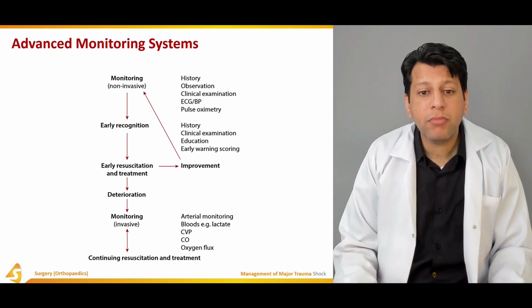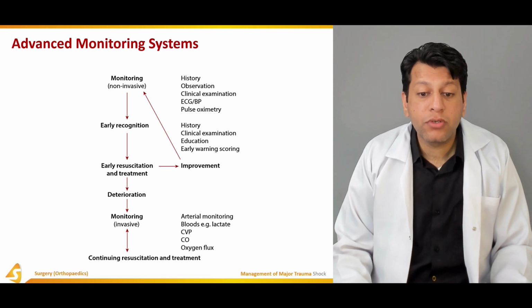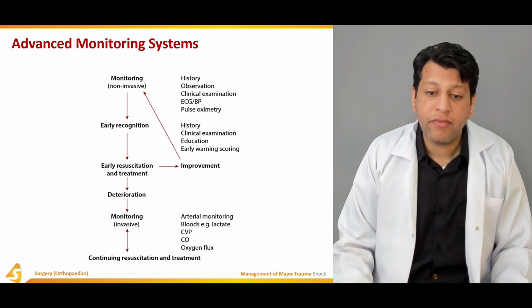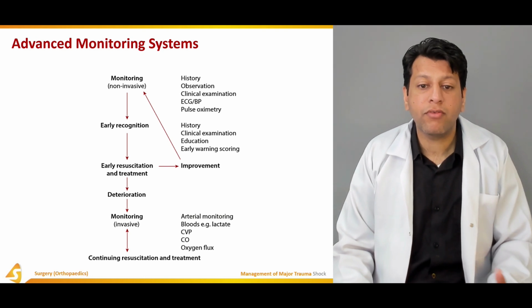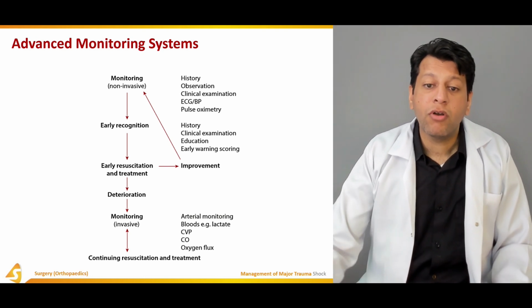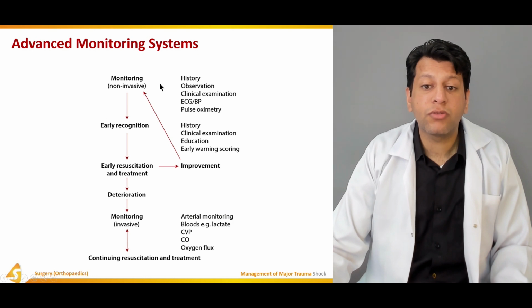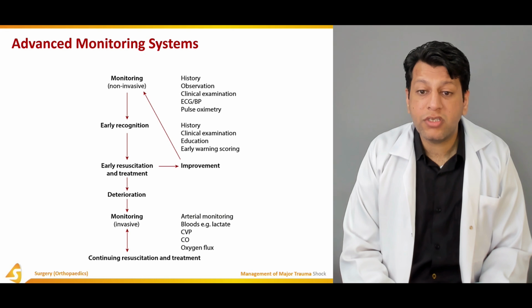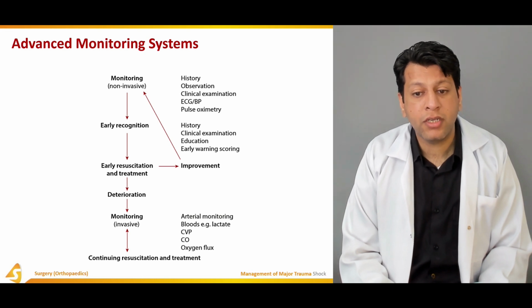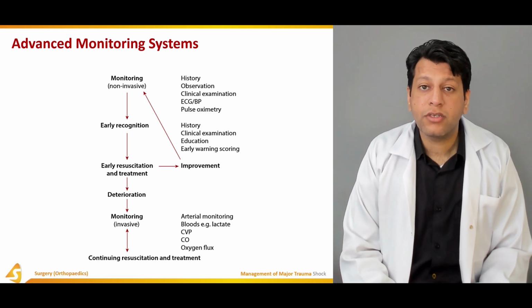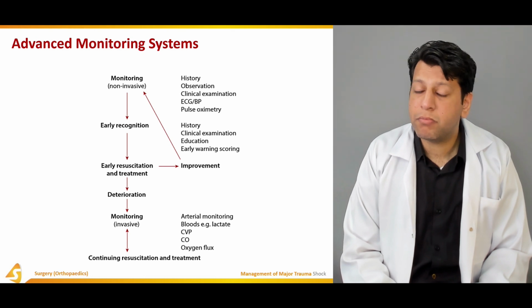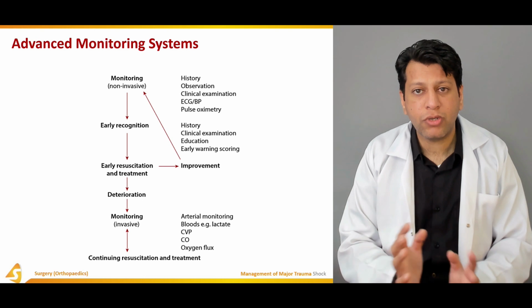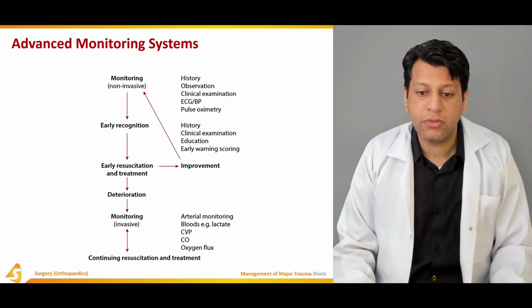Early resuscitation must be done, and if the patient keeps on deteriorating, then probably we have to go for invasive monitoring. But if there is improvement, then we keep on monitoring the patient. How to analyze this is through history, observation, and clinical examination. We can use ECG, BP, and pulse oximetry. Again, early recognition is by checking the BP, the pulse, and the urine output. This will tell us about deterioration in the patient's systems.